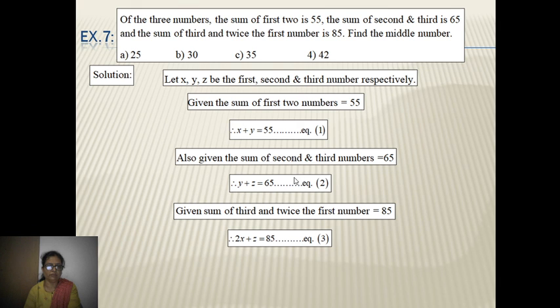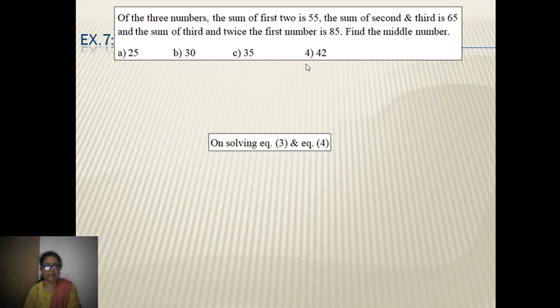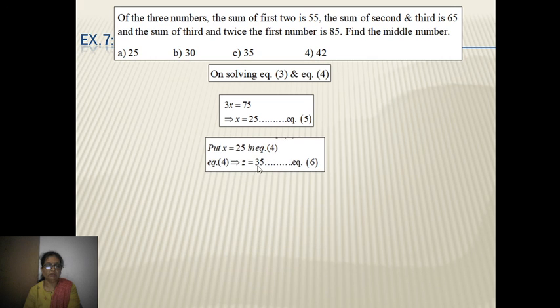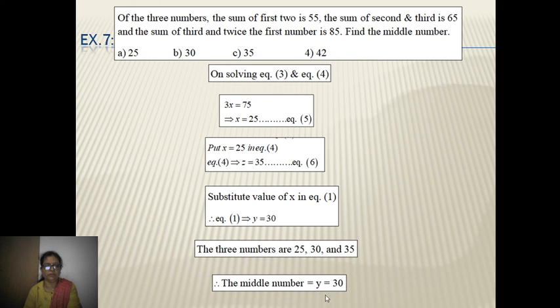Now we solve these three equations by any method and find the x, y, z values. Here, if we add equation 1 and subtract equation 2, then we get x plus z equal to 60. Now we solve equations number 3 and 4, we get the x value, and z equal to 35. By substituting x equal to 25 in equation 4, the value of y is 30. Therefore, the three numbers are 25, 30 and 35. Therefore, the middle number is 30. Therefore, our answer is B, 30.